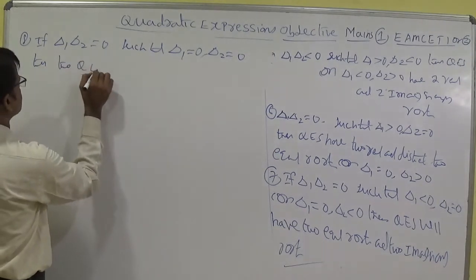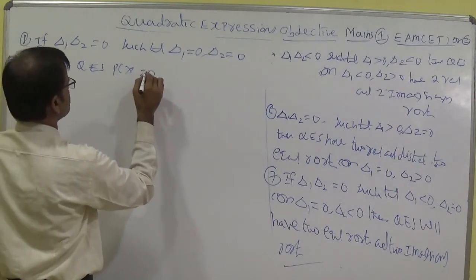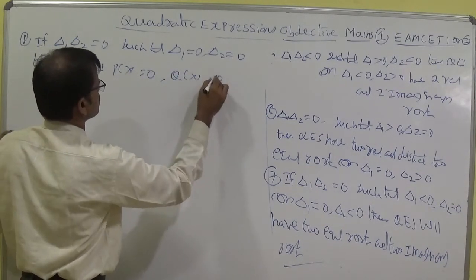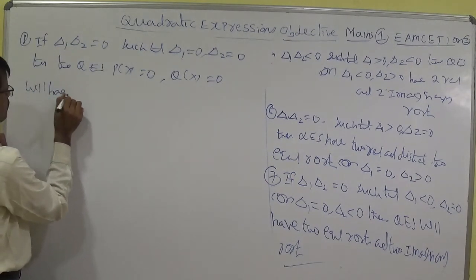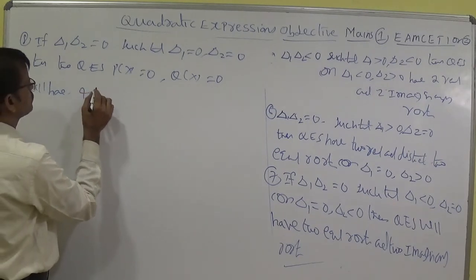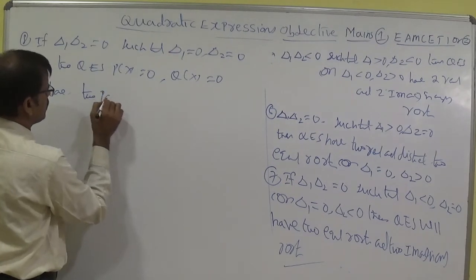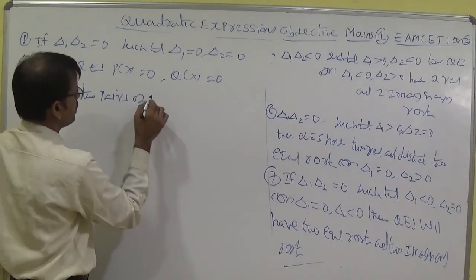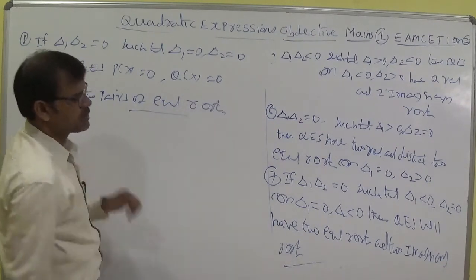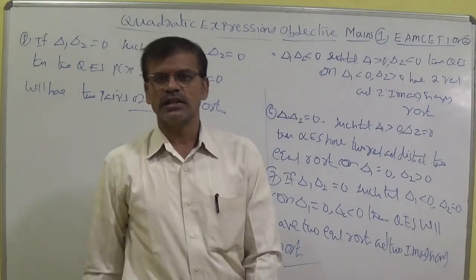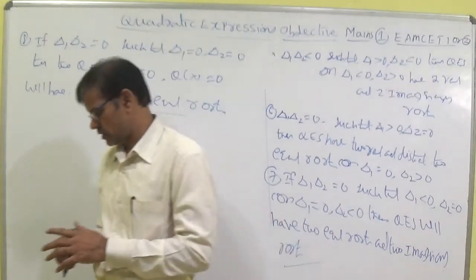the two equations, p of x equal to 0, q of x equal to 0, will have 2 pairs of equal roots. This is the concept of the combined discriminants of two quadratic equations.